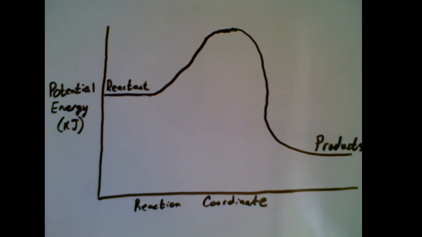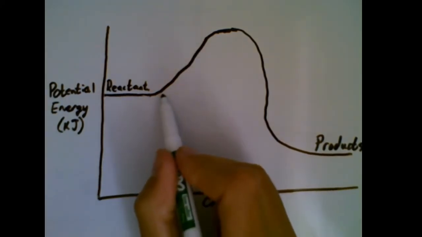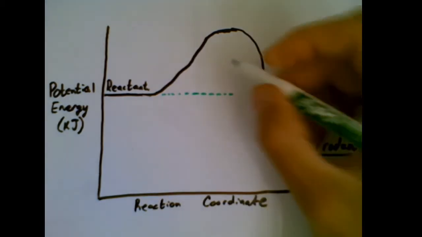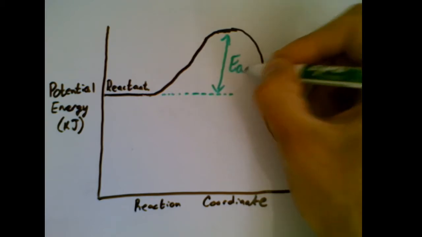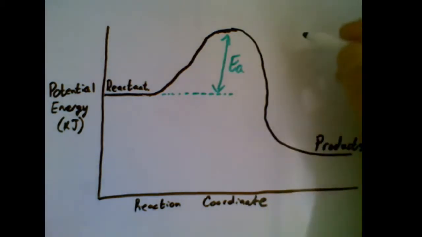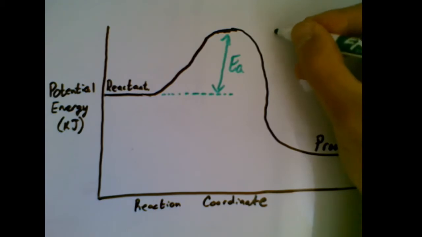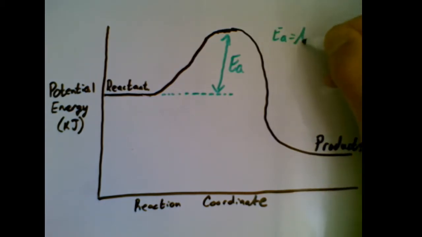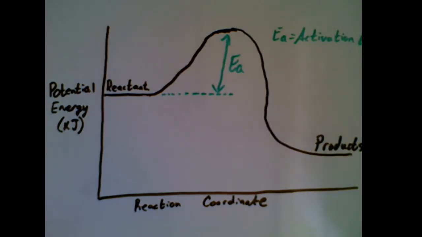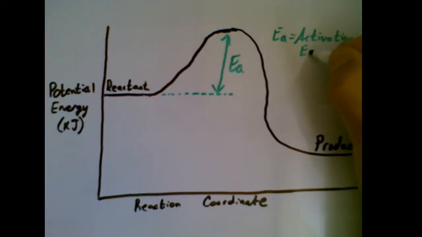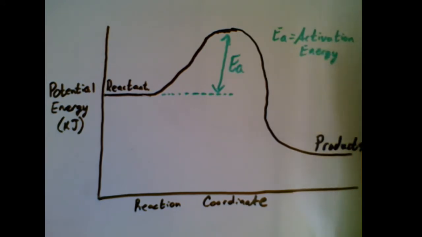The amount of energy from where the reactants start to the very top of the peak is what we call the activation energy, and it gets labeled EA. So EA is our activation energy. That is going to be measured in kilojoules because the y-axis is in kilojoules.